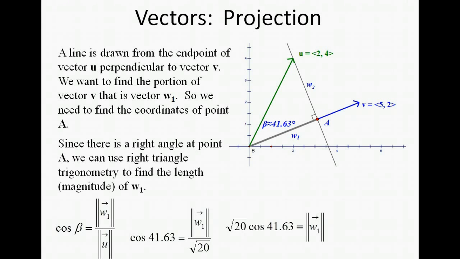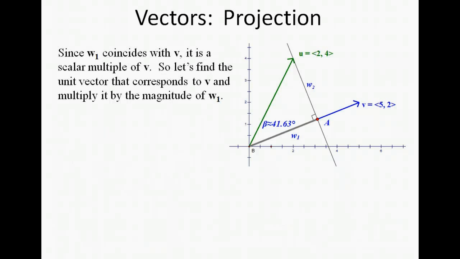So the square root of 20 times cosine of 41.63 is going to give us the magnitude of vector w1. Now that we found the magnitude of vector w1, which is approximately 3.3, we can use that to help us find its coordinates. Since w1 coincides with vector v, it must be a scalar multiple of vector v. So we know its magnitude. All we have to do is find the unit vector that corresponds to vector v and multiply it by the magnitude of w1.